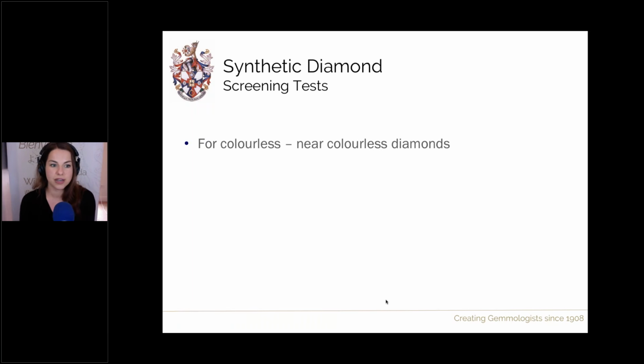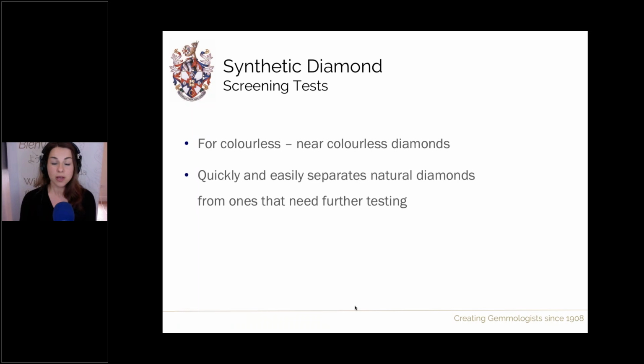Most of these screening devices have been made for colorless to near colorless diamonds. The reason for that is that it's based usually on testing for diamond type, so really we have to pinpoint just one color to be able to do that effectively. And this is also the most commercially important color for diamonds, because most of them being created are colorless. Otherwise, these screening tests are quick and easy to use.